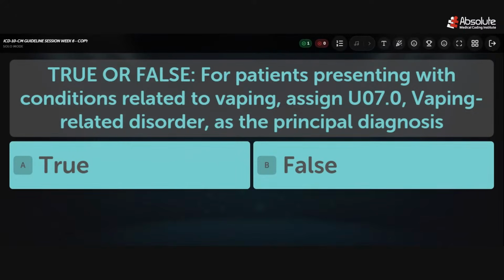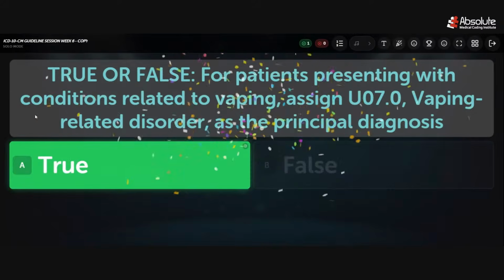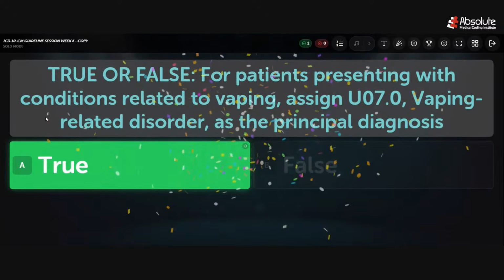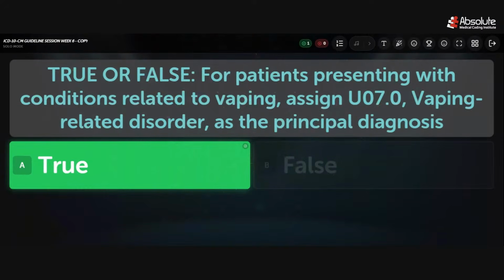All right, it has been 30 seconds, so this is going to be true. Yes, the patient presents with conditions related to vaping. This is the code you are going to use, and you are going to use it as the principal diagnosis. So everyone that got that one right in the chat, amazing job.